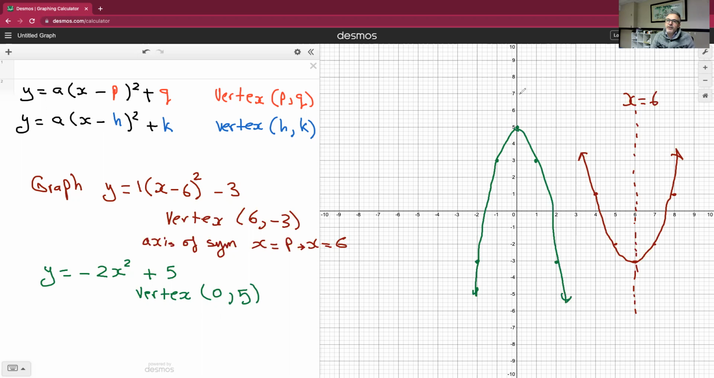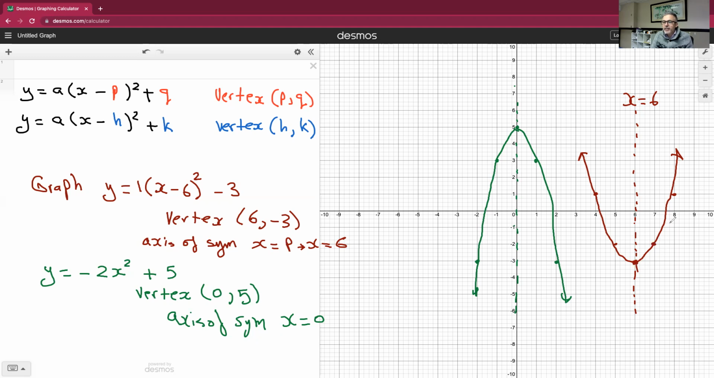Now, here, this is your axis of symmetry. It's the y-axis. And of course, the y-axis is represented by x equals 0. So the axis of symmetry is x equals 0. Let me remind you, draw the axis of symmetry as soon as you plot your vertex. So here, as soon as you plot your vertex, you do your axis of symmetry.